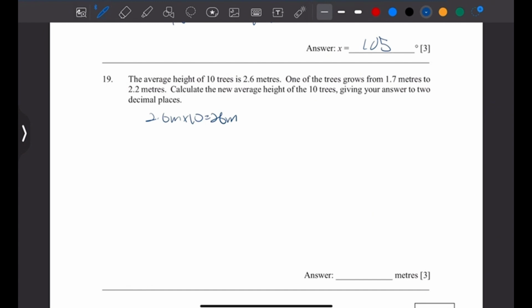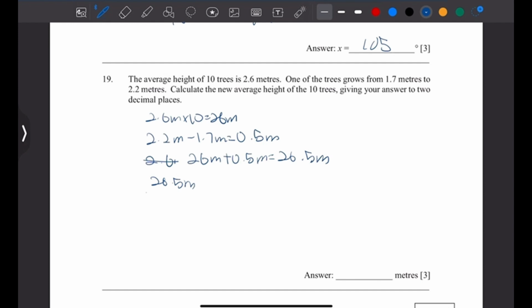And since one of the trees grows from 1.7m to 2.2m, I want to find the difference first. Difference is 0.5m. So basically, they added 0.5m to the 26m. So there will also be a new average, which is what they want us to calculate. So 26m plus 0.5m, you'll get 26.5m. And you just have to divide it by 10 again, 2.65m.